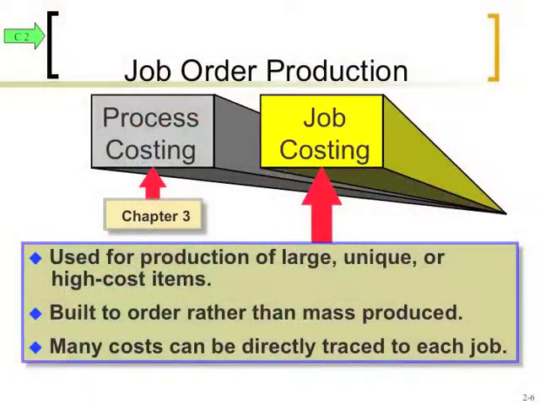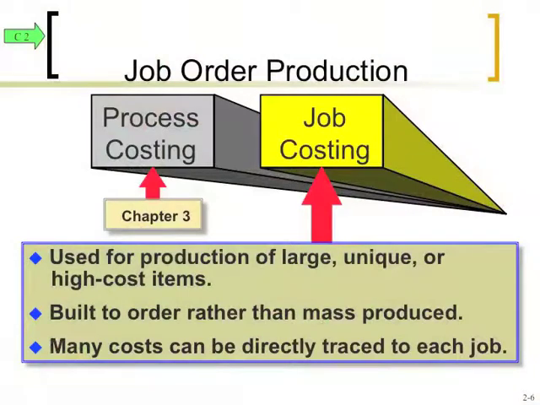Chapter 2 deals with job order costing, and what we'll learn is that there are two primary cost systems used by manufacturers. If you go to slide 6, what you'll see is that the two types are called process costing and job costing, or job order costing. We will spend our time in Chapter 2 dealing with job costing. Chapter 3, we will get into process costing.